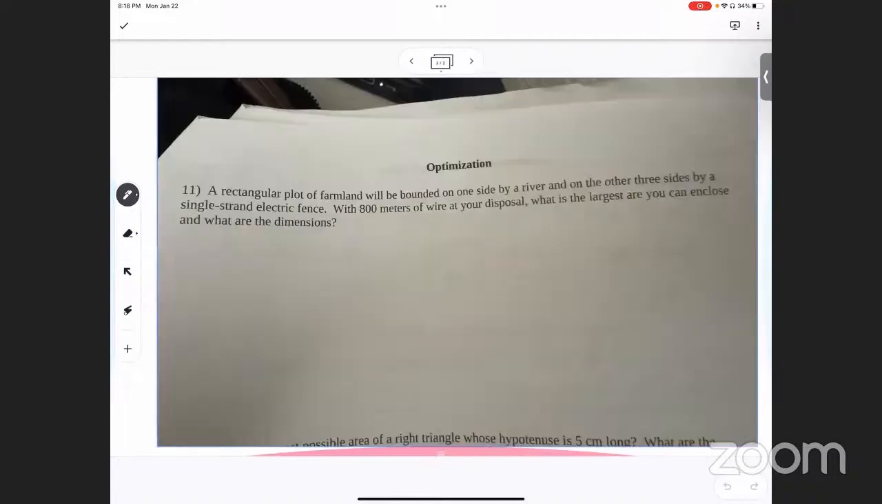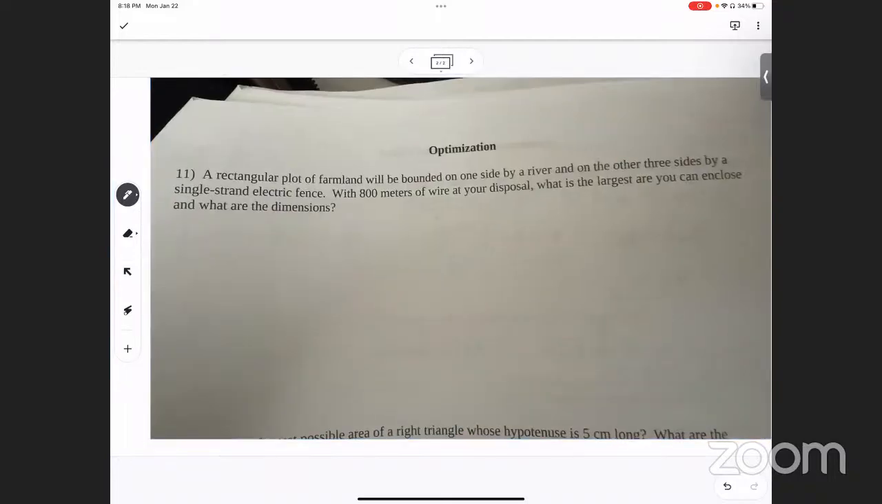So for this one, a rectangular plot of farmland will be bounded on one side by a river. So here's a river, and here's a rectangular plot of farmland. We've got X and Y, let's call it. It's only bounded on 3 sides. We have 800 meters of wire, so that's your perimeter. 800 equals 2 X's plus 1 Y, right? That's what we have to work with.